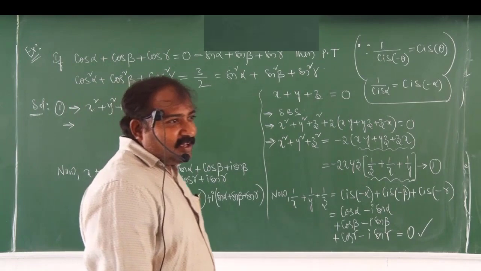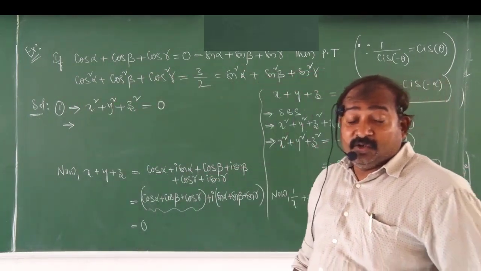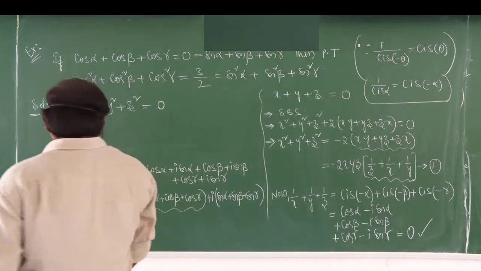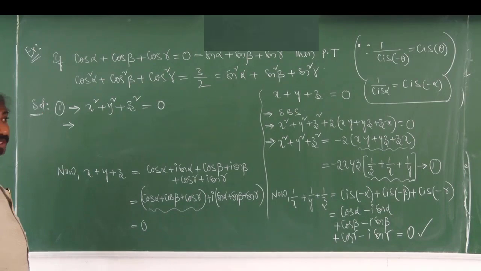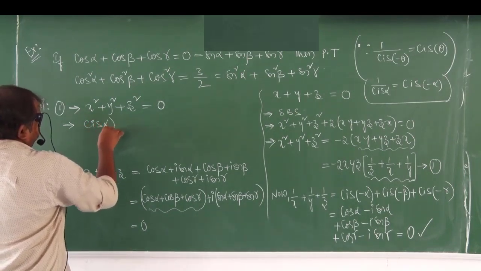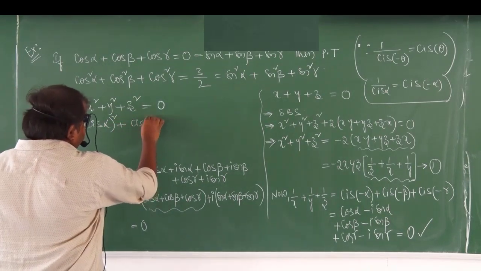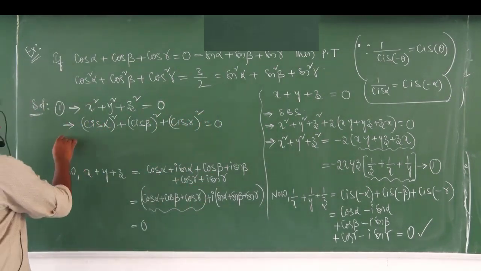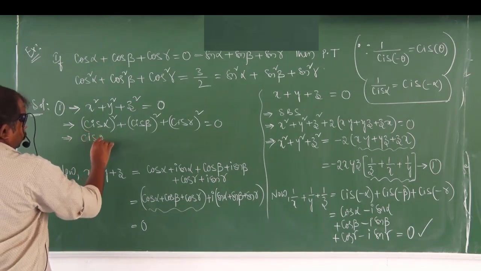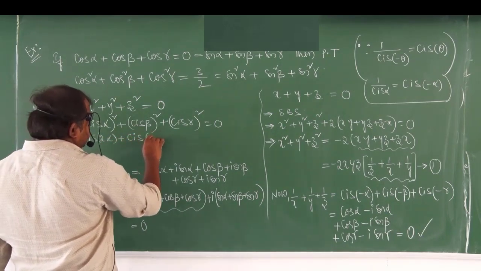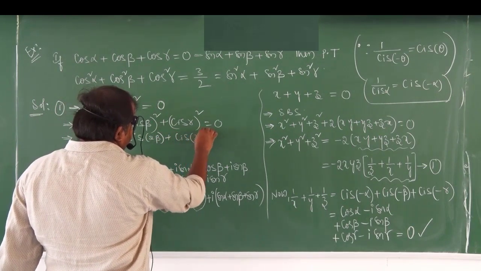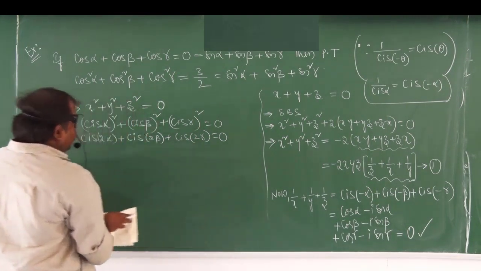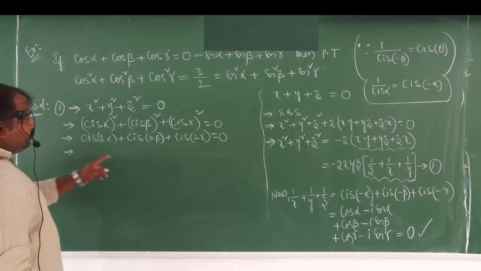Now, can I directly say x equals 0, y equals 0, z equals 0? No, these are complex numbers, so you can't do it directly. Now x square: x equals cis alpha, so we get (cis alpha) whole square plus (cis beta) square plus (cis gamma) square equals 0. According to De Moivre's theorem, this becomes cis of 2 alpha plus cis of 2 beta plus cis of 2 gamma equals 0. Simplifying, we get one complex number equal to 0.